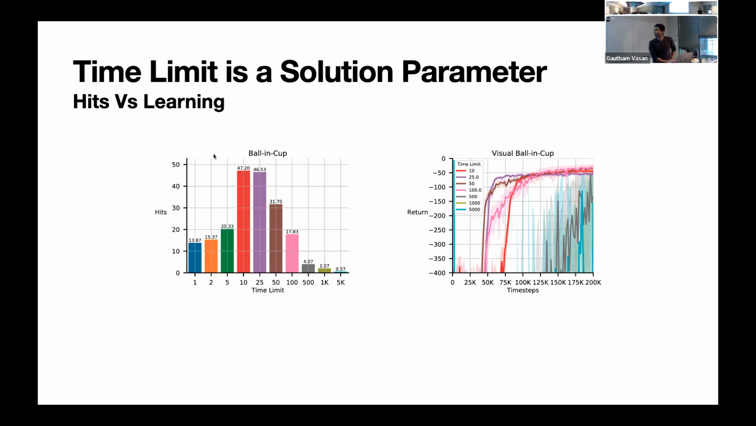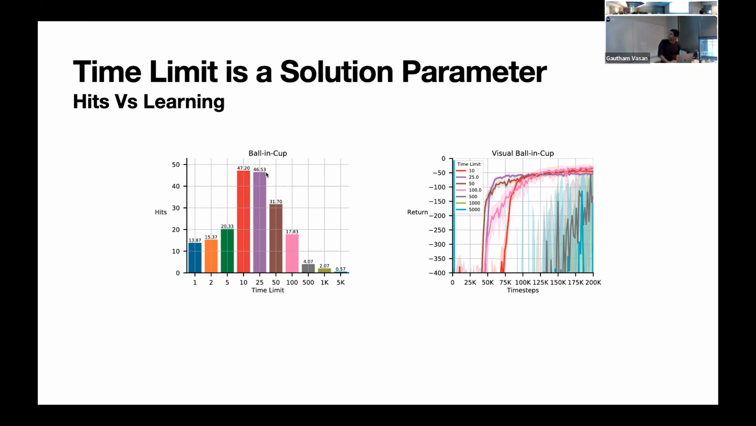Did you do learning to draw this histogram? No, so this is just the initial policy. This is based on the random policy. So you do this with Gaussian exploration. For how many steps? For 20,000 steps. So for the first 20,000 steps, you just use the random policy and then try to measure how many times you hit.